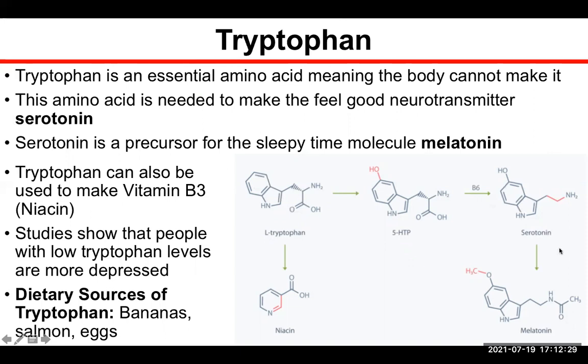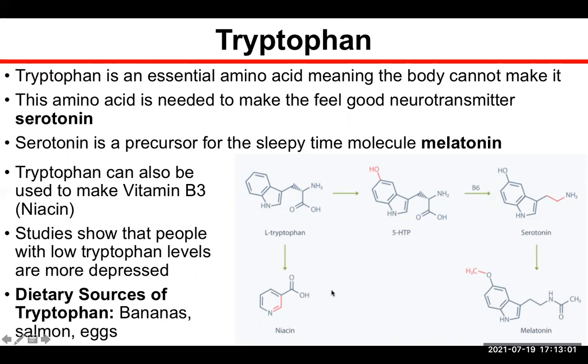And then serotonin is usually associated with sleep. And so the reason for that is because it's a precursor to make the sleeping time molecule melatonin. And so for people that are depressed, there's usually an association with low levels of tryptophan. And so make sure you're eating good dietary sources that are high in tryptophan, such as bananas, salmon, and eggs.